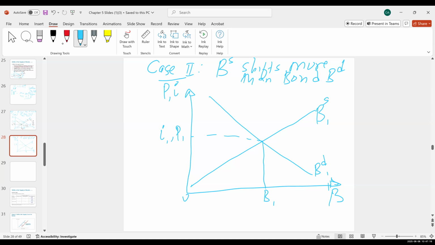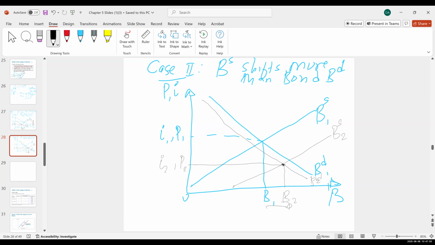But in this example case, we're assuming that the shift to the right of the bond supply curve is more in magnitude than the shift to the left of the bond demand curve. So the new equilibrium is going to be where the two black lines intersect, where the new supply curve intersects the new demand curve, which is this point here. That's going to lead to an increase in equilibrium bond quantity and a decrease in equilibrium bond price, with a corresponding increase in bond interest rate.